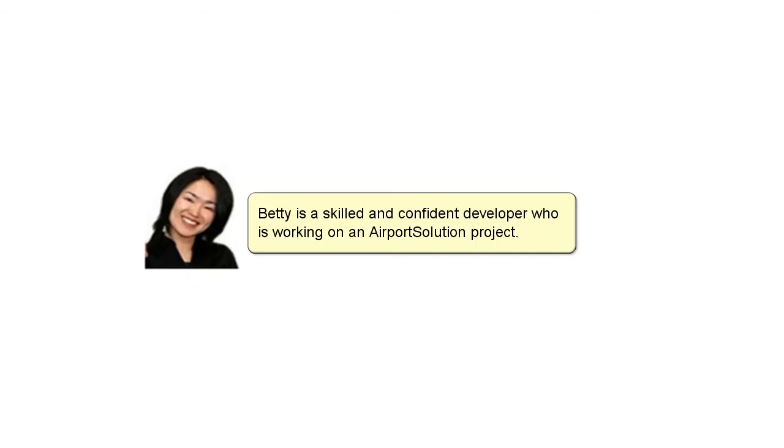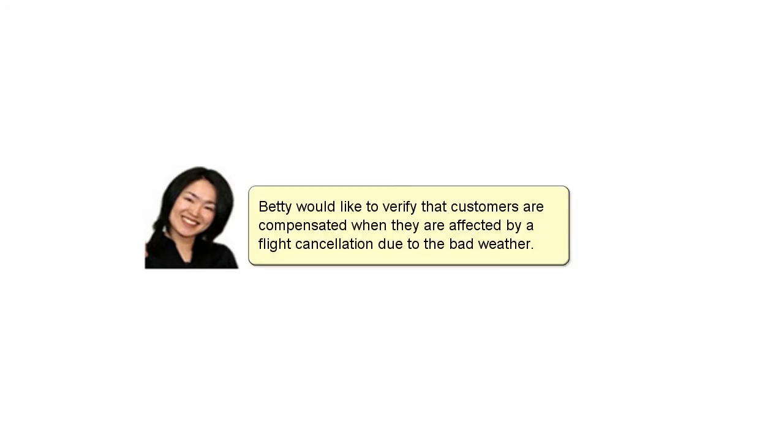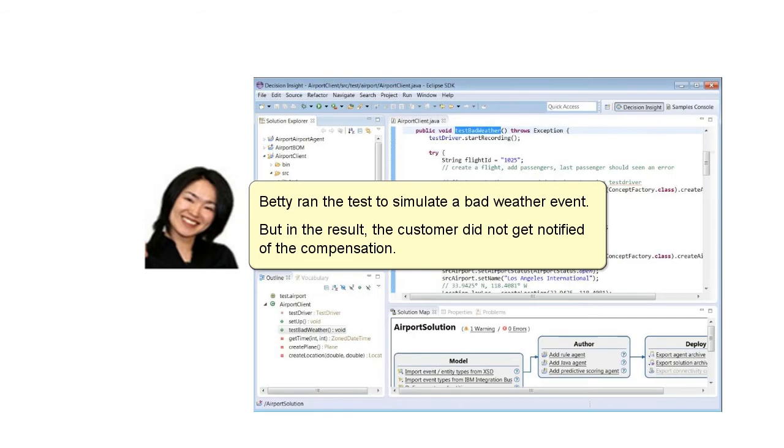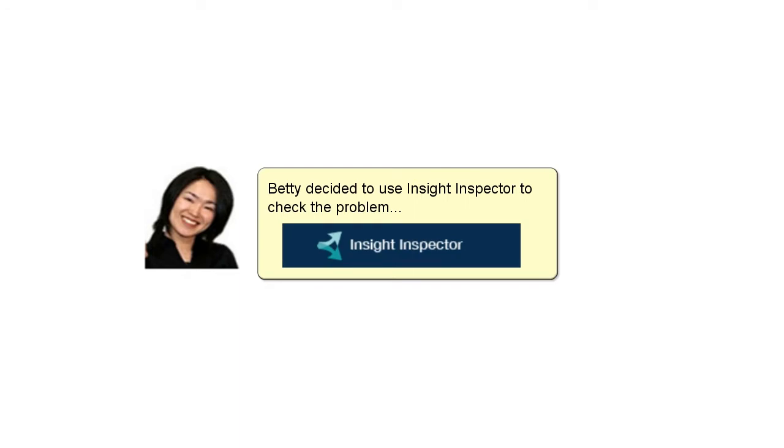notification. Betty is a skilled and confident developer who is working on an airport solution project. Betty would like to verify that customers are compensated when they are affected by a flight cancellation due to bad weather. Betty ran a test to simulate a bad weather event, but in the result, the customer did not get notified of the compensation. Betty decided to use Insight Inspector to check the problem.